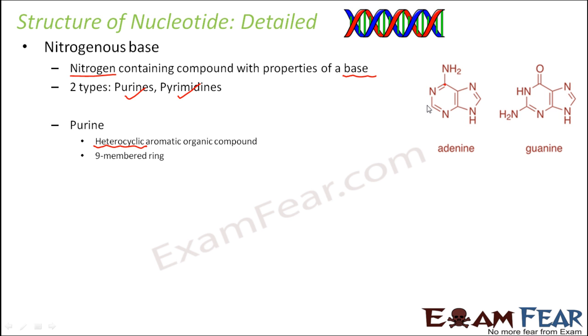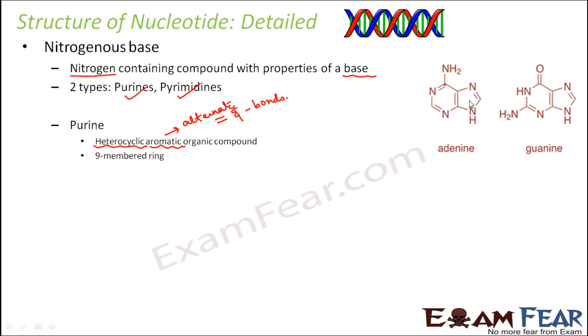So it is heterocyclic. What is the meaning of aromatic? Aromatic means a hydrocarbon with alternating double and single bonds. Here you see one double bond, then single bond, again double bond, single bond, double bond, single bond. So aromatic means alternate double and single bonds. That is known as aromatic. Now, purine is a 9-membered ring. What do we mean by a 9-membered ring?